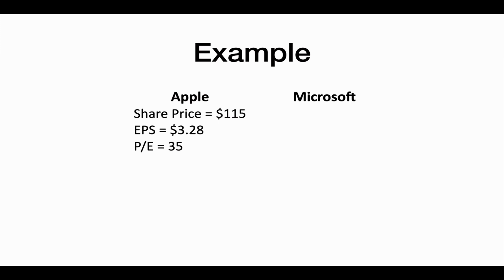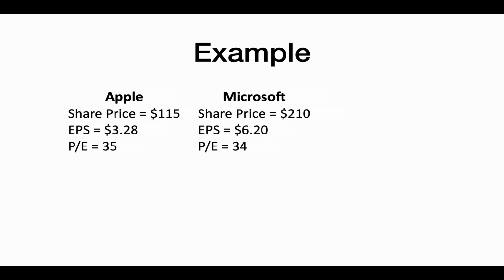So let's take a look at Microsoft. Share price was $210. Its earnings per share was $6.20. So this gave a PE of 34. Okay, so now we have a comparison. And we can see, all things being equal, Microsoft does look like the better investment. It's going to take you less time to get your money back. And you can see they're making more profit per share that they're offering to investors.